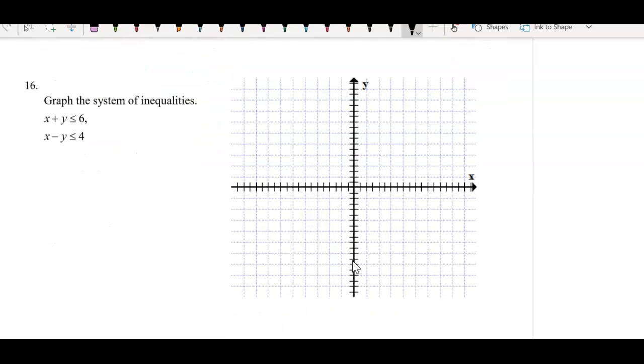Okay, so let's start by getting these into slope-intercept form. I just need to subtract the x over. So that means I'm going to have y is less than or equal to negative x plus 6. And on this other one, let's subtract the x over. And that's going to give me negative y is less than or equal to 4. But then I have to divide by a negative 1, which is going to make what happen?